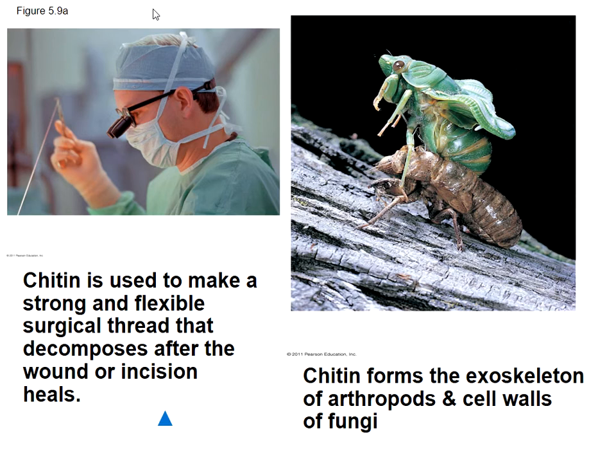We have an endoskeleton, right, inside our body that grows with us. We don't have that problem. Chitin we actually can digest, so if you wanted to eat the entire lobster, you actually could. It's not very palatable though, but it is handy in the medical field in making strong and flexible surgical threads that decompose after the wound or incision heals. So that's nice to have.